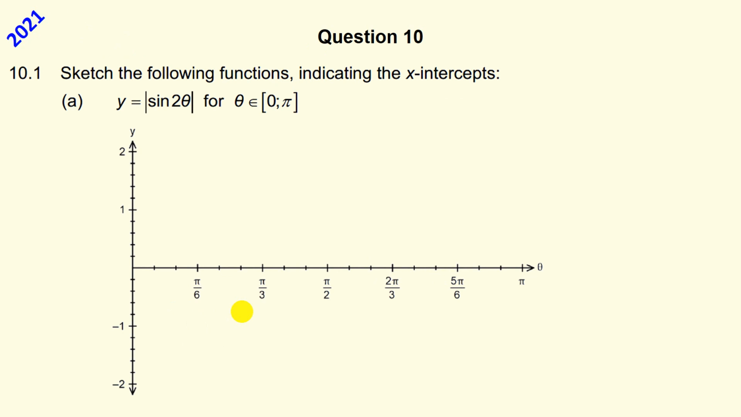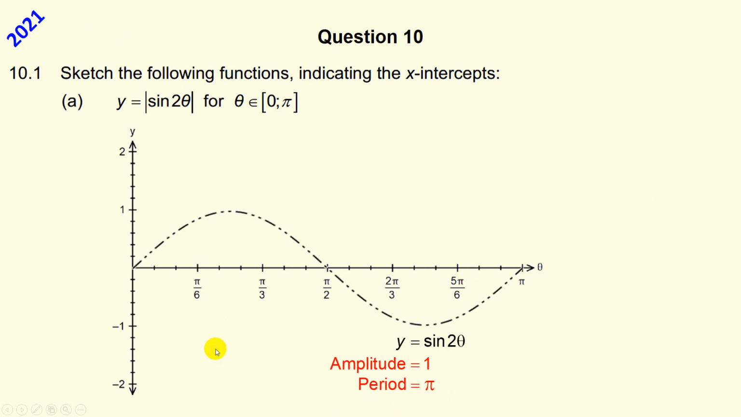So now we have to sketch a variety of graphs. y equals the absolute value of sine 2 theta. Well, the graph y equals sine 2 theta looks like that, starting at 0, amplitude 1, period pi. Notice the period is the normal period for sine theta, which is 360 degrees divided by 2, 180 degrees, or the normal period 2 pi divided by 2 is pi.